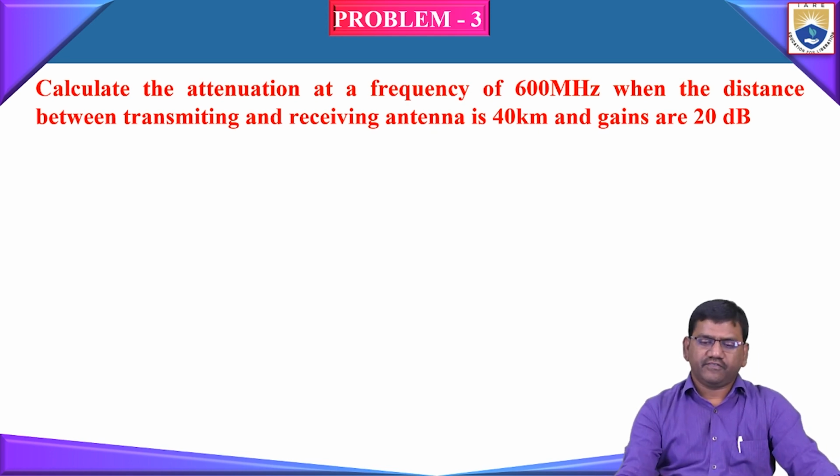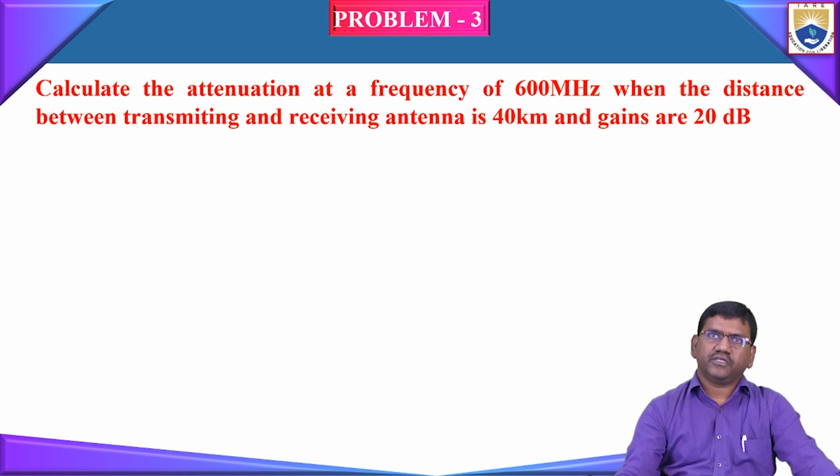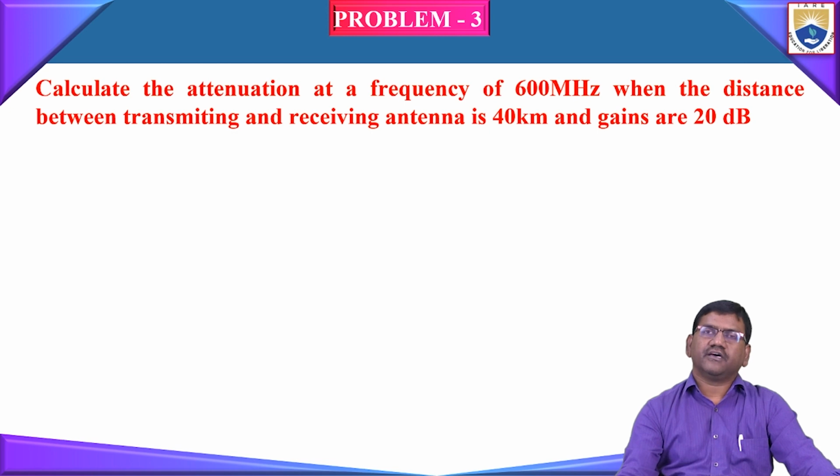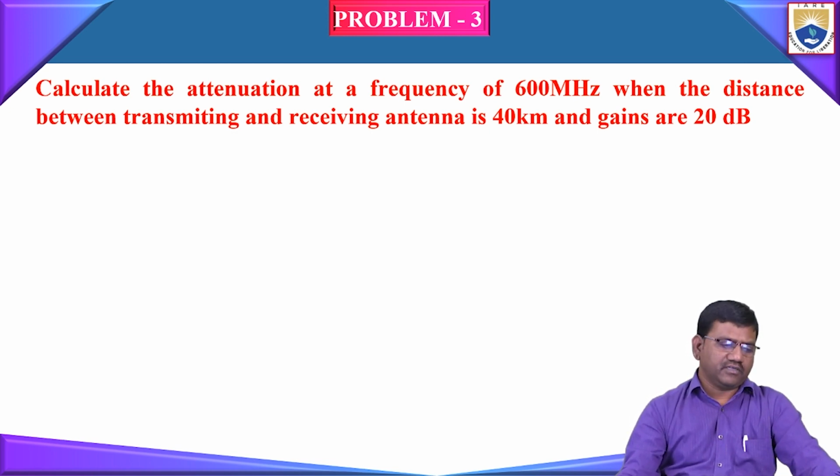Calculate the attenuation at a frequency of 600 megahertz when the distance between the transmitting and the receiving antenna is 40 kilometers and gains are 20 dB. So how much is the wave attenuated between the transmitting antenna and the receiving antenna? So we need to calculate it.